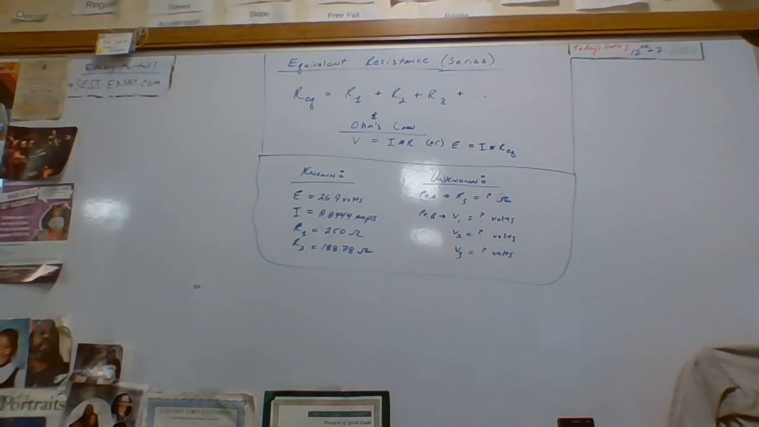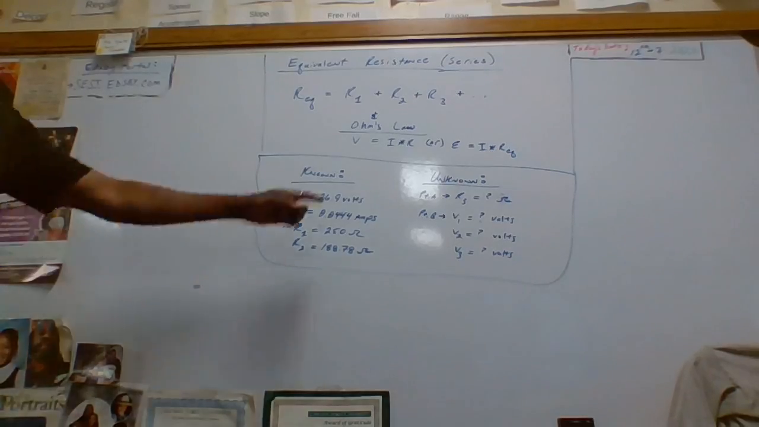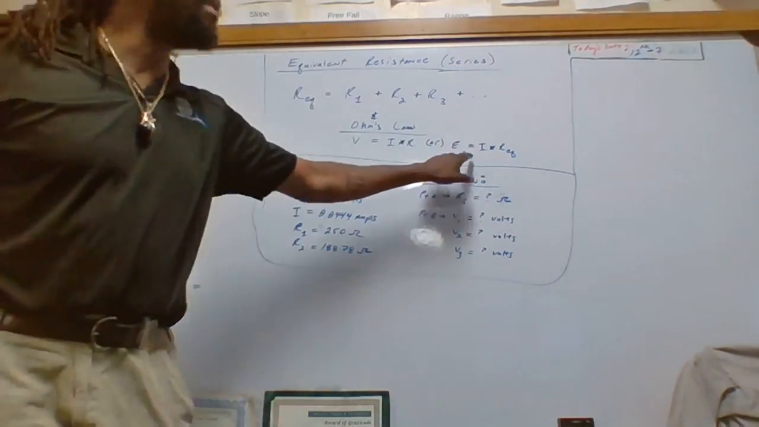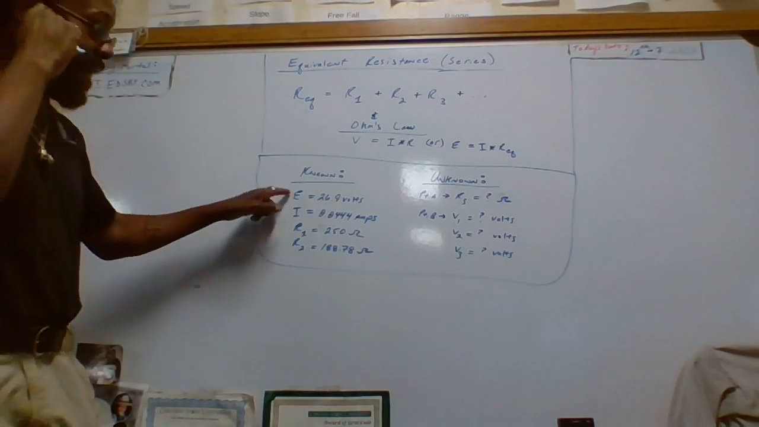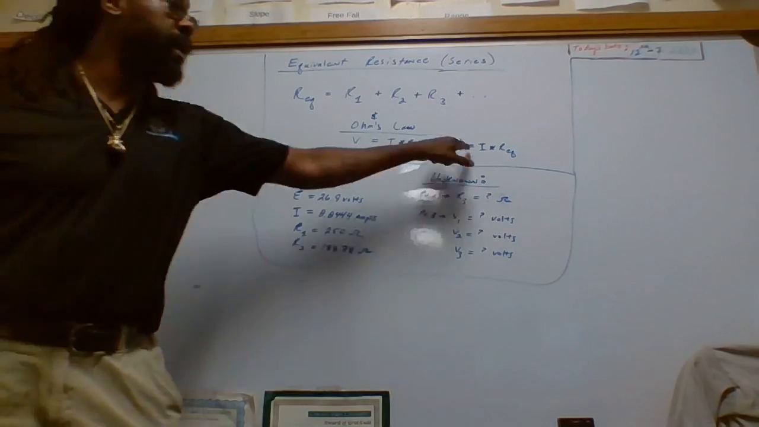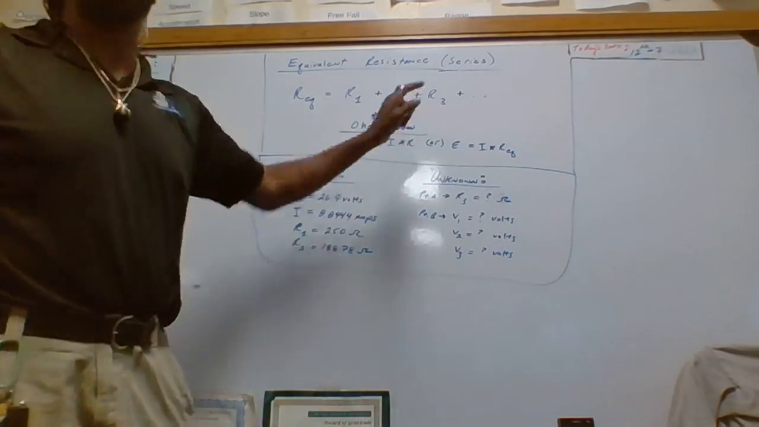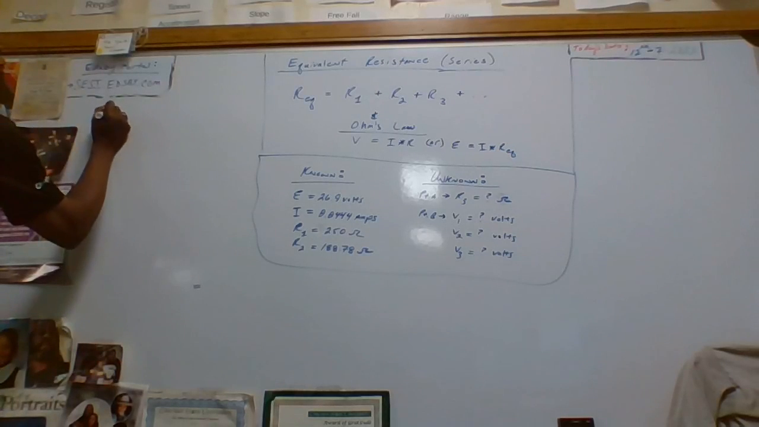So first things first. You need to get REQ so you can find R3. We're going to do some reverse engineering here. So you're going to use this equation right now and solve for REQ, because we have our electromotive force and we have our current, so we can actually find REQ and then go back and find R3. Let's do this. So step 1.